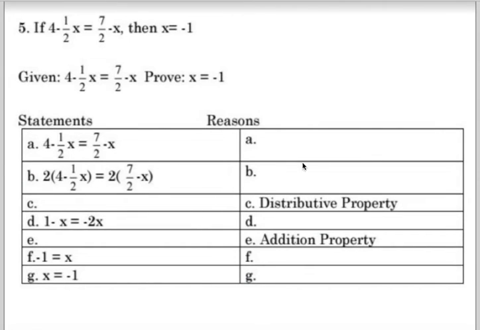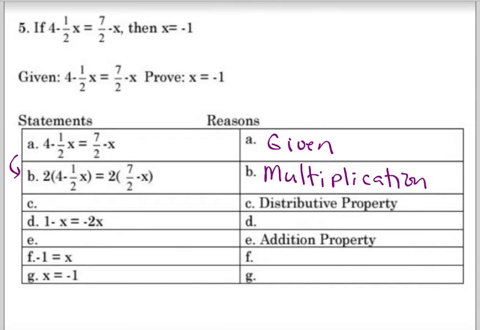Here is another algebra proof. Again, what we're given is the equation. And again, prove or proven is never a reason, so do not put that as a reason. From A to B, they have wanted to get rid of those fractions. They multiplied both sides by 2, multiplication property of equality there.